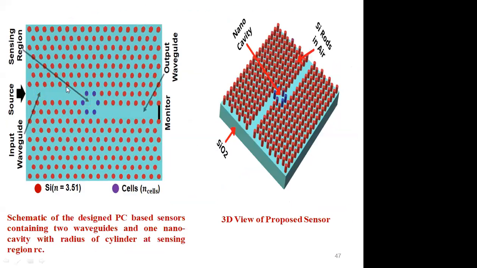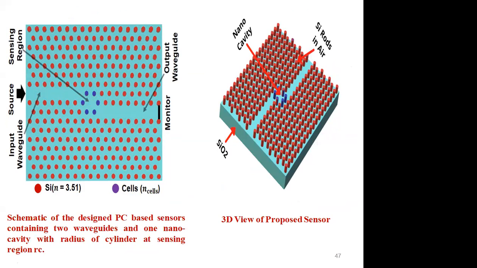So you can see that this is the waveguide. From this side we'll give the input. This is another waveguide, the output waveguide, where we will be looking at the values. And in the center he has removed one air hole. That acts as a resonator.